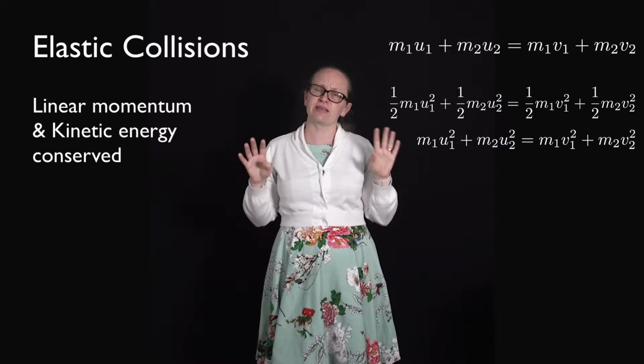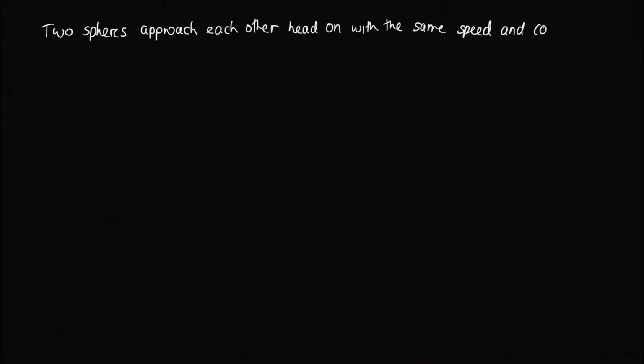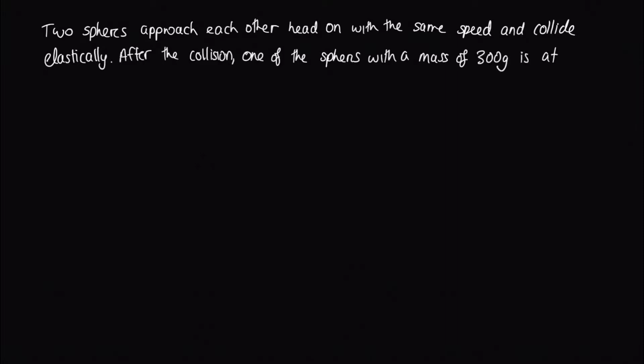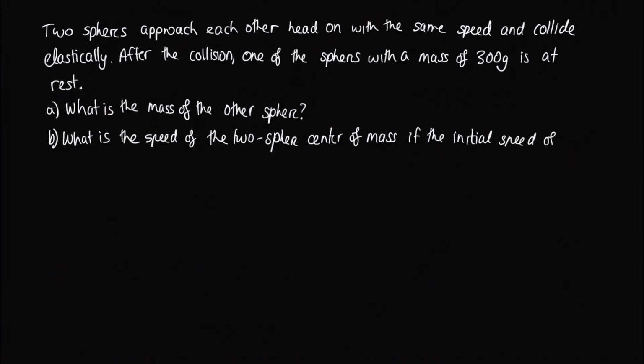So let's have a look at a problem that we can solve using these equations. Our question: two spheres approach each other head-on with the same speed and collide elastically. After the collision, one of the spheres with a mass of 300 grams is at rest. Part A, what is the mass of the other sphere? Part B, what is the speed of the two-sphere centre of mass if the initial speed of each sphere is 2 meters per second?